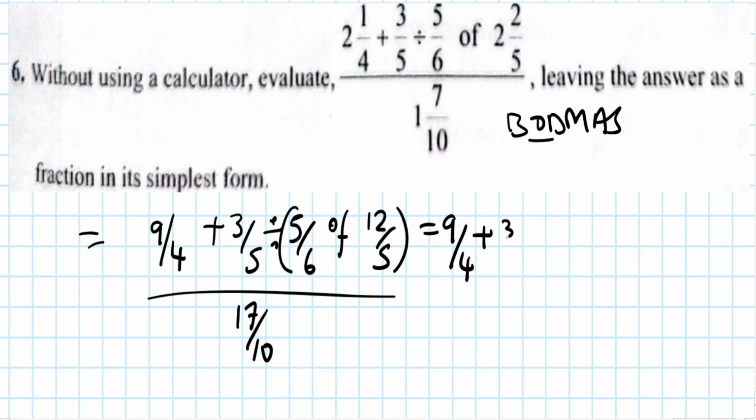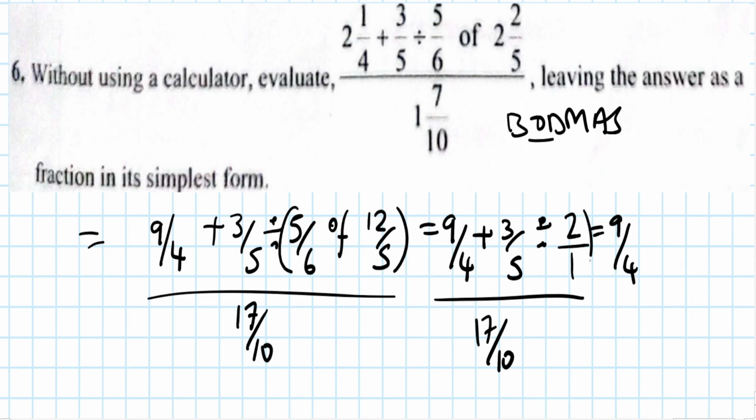So 9 over 4 plus 3 over 5 divided by 5 over 6 of 12 over 5, which is multiplication. You're going to get 60 over 30, because 5 times 12 is 60, 6 times 5 is 30, and 60 divided by 30 is 2. Okay, so 2 over 1 divided by 17 over 10. Then division. Division will change to multiplication, just like what we said. So this one is going to be plus 3 over 5 times a half.